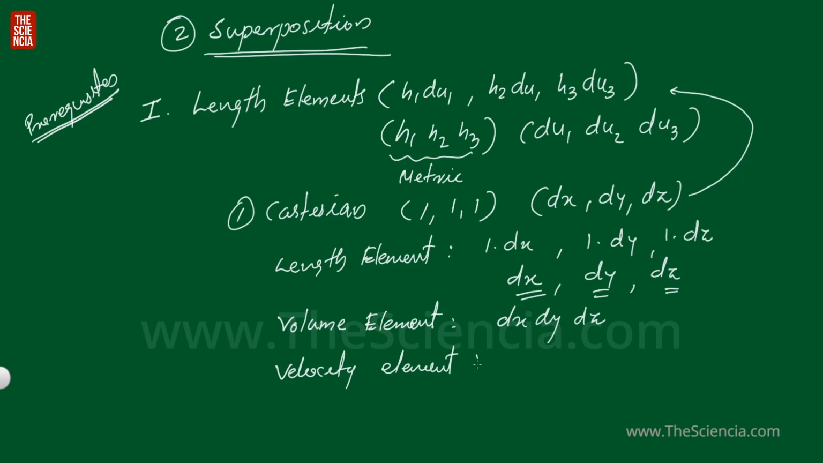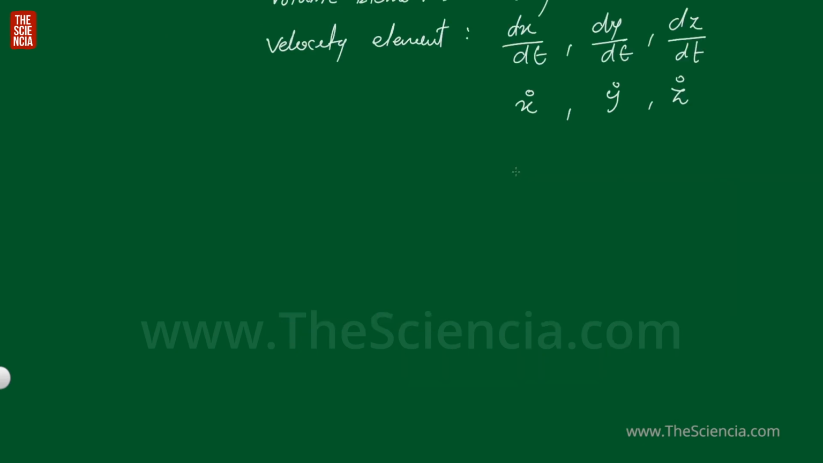I have to take the derivative of dx, that is dx by dt, and dy by dt, and dz by dt. You know dx by dt is nothing but x dot, dy by dt is nothing but y dot, and dz by dt is z dot. So I know the velocities in each coordinate, that is x dot, y dot and z dot. Then what will be the total velocity? That is v square will be equal to x dot square plus y dot square plus z dot square. Please remember, these are the velocities in each coordinate.